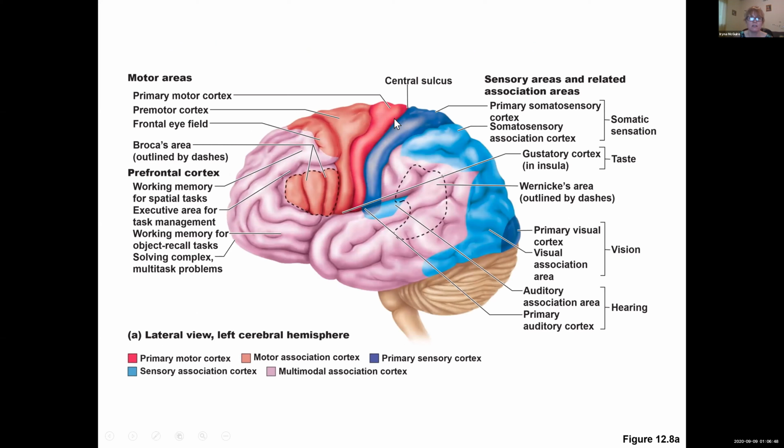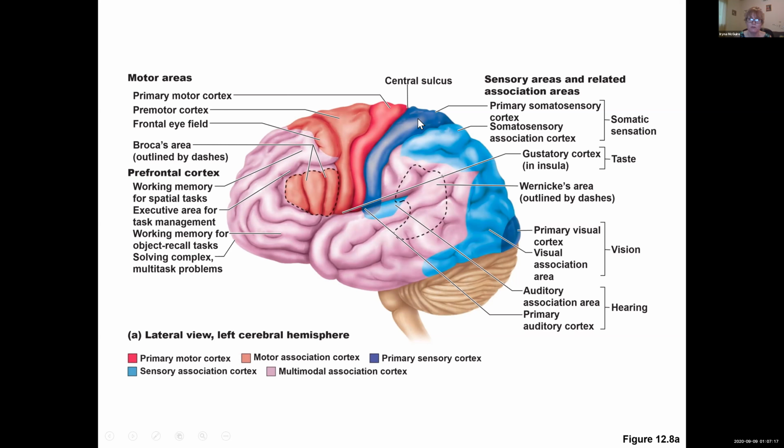Over here, this diagram shows you different color codes for different areas. We have the motor area shown in bright red, and the motor association area, or premotor cortex. Then we have this blue area, the somatosensory area, which is sensation, and again the somatosensory association cortex.